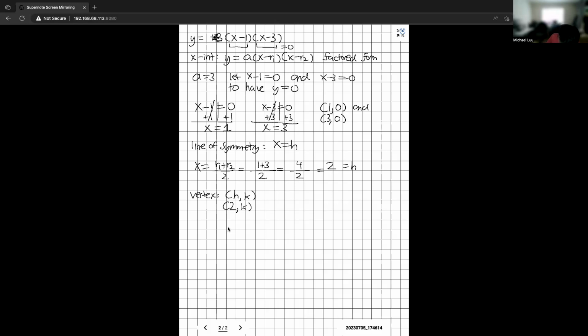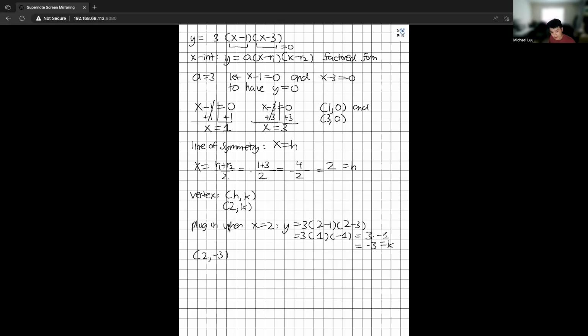So in that case, I'm going to plug in x equals 2. So y is equal to 3 times (2 minus 1) times (2 minus 3). I just replace the x with a 2, and then I solve the math. 2 minus 1 is just 1. 2 minus 3 is -1. 3 times 1 is 3, times -1, that's just equal to -3. So that's equal to my k value. So I know my vertex is going to be (2, -3).